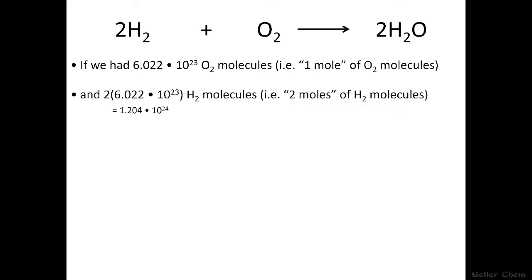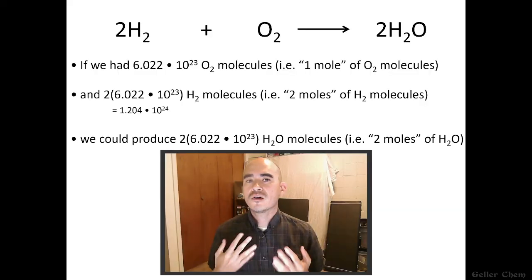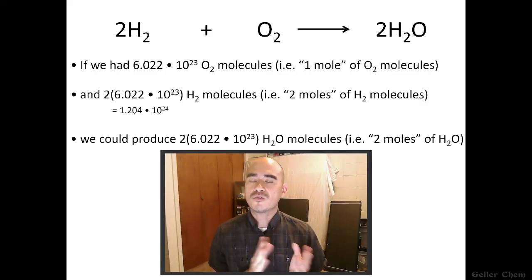Well, if all of those molecules came together and reacted, we could produce 2 times 6.022 times 10 to the 23rd H2O molecules, in other words, 2 moles of H2O. Now, I am not going to try to draw that many molecules in PowerPoint, or my computer would die. Now, I'll close by just summing up why it's called a mole ratio.